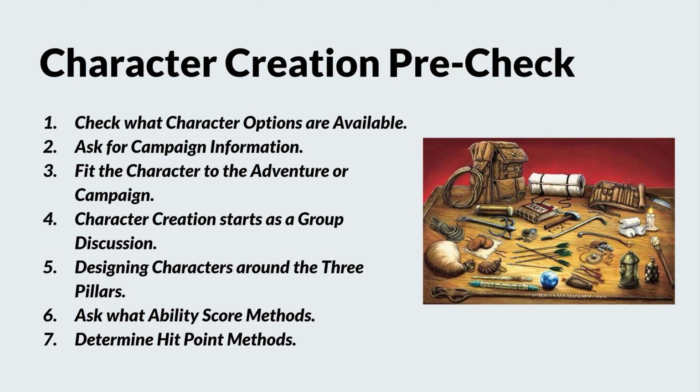Ask what ability score method is being used when you're creating your character, and when you can use it. So are you using a point-buy system? Are you using standard array, or are you going to be rolling for dice? So you're going to roll for all of your ability scores. Now, if you're going to be rolling for ability scores, that's the strength, dexterity, constitution, intelligence, wisdom, and charisma.